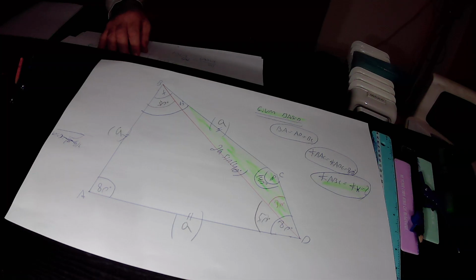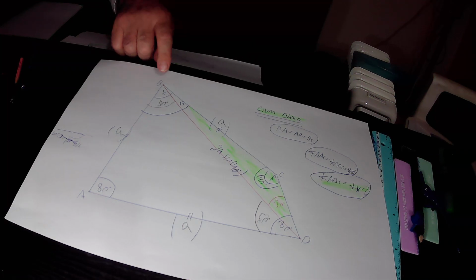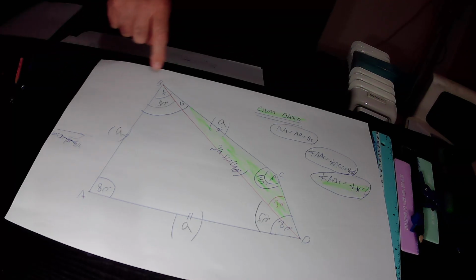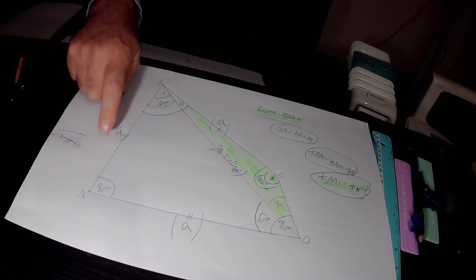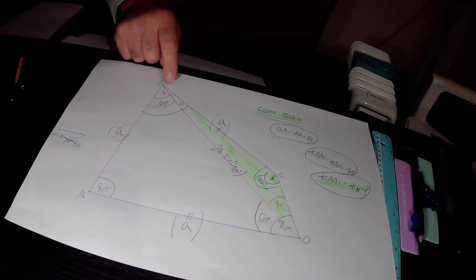First question, our task is to find out the size of this angle x. It is actually angle ABC. We have to find out the size of angle ABC, which is equal to x. We have to find out the value of x.